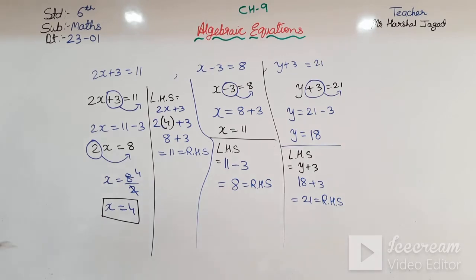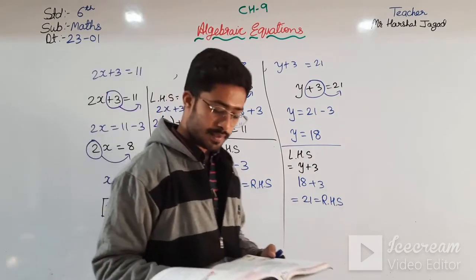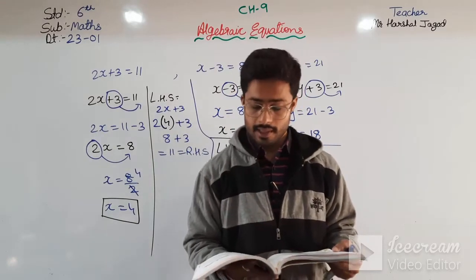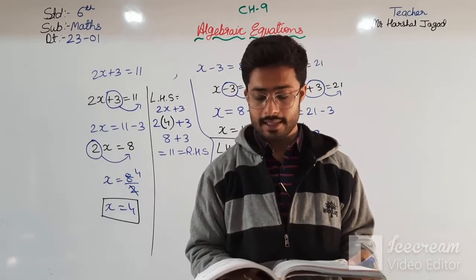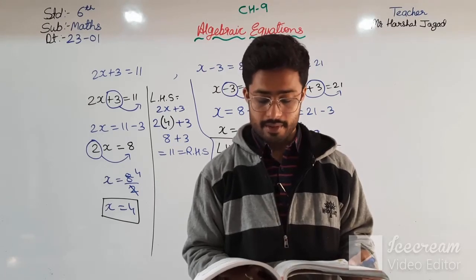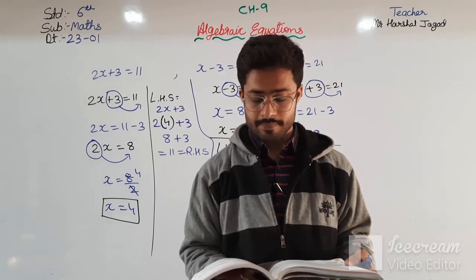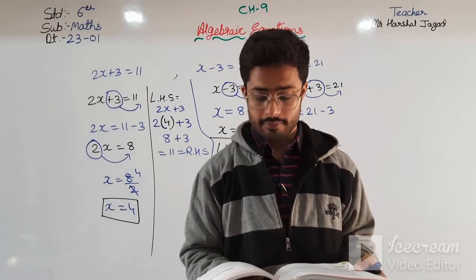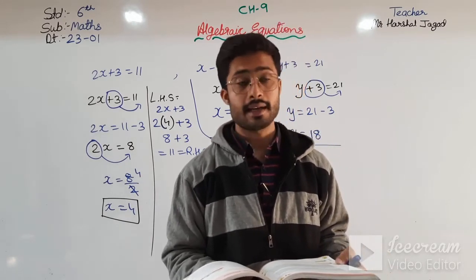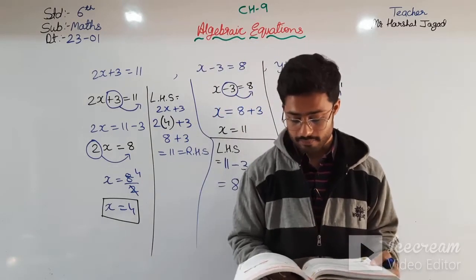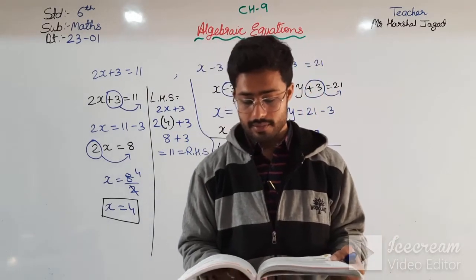Here you can see the equation 2x plus 3 is equal to 11. Note that 2x plus 3 is the left hand side member and 11 is the right hand side member of the equation. In other words, in an equation, the term on the left hand side of the equal to sign is equal to the term on the right hand side of the equal to sign.